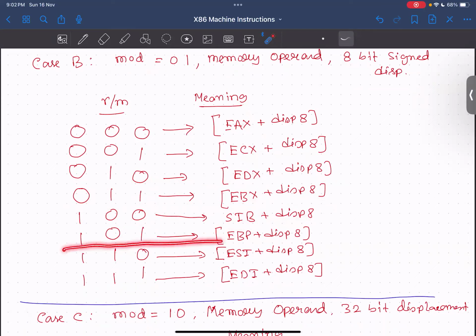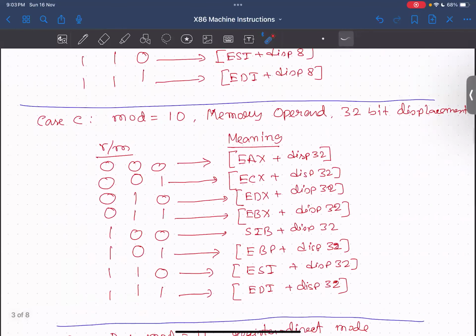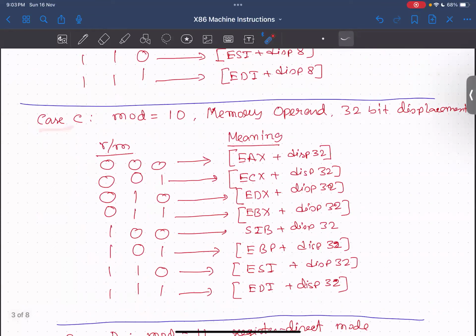Similarly, 101 is EBP plus displacement 8, 110 is ESI plus displacement 8, 111 is EDI plus displacement 8. Now moving on to the third case, where you have the mod bits 10. Again, to reiterate, mod 10 was memory operand with 32-bit displacement.